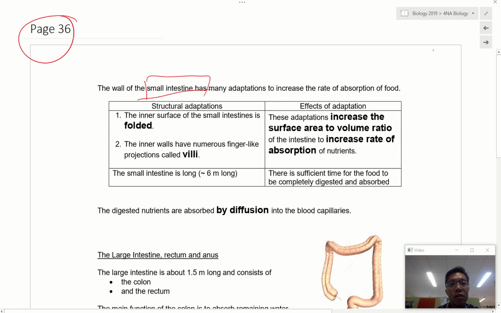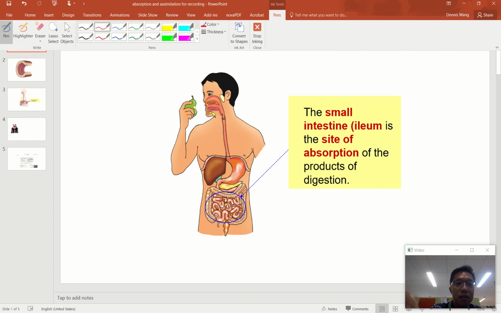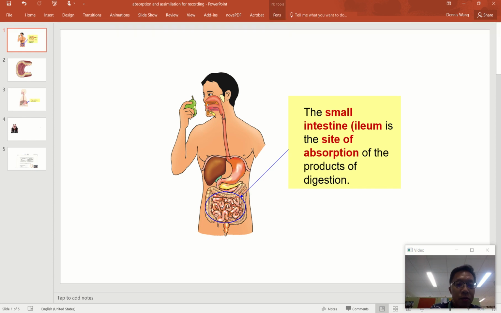And the small intestine, if you remember, has two parts. There's the tiny little part known as the duodenum, and the bulk of the intestine will be the ileum, and the ileum is the site of absorption of the small intestine. Okay, so you need to remember the ileum. So it's the absorption. For the duodenum, it's mainly for digestion.